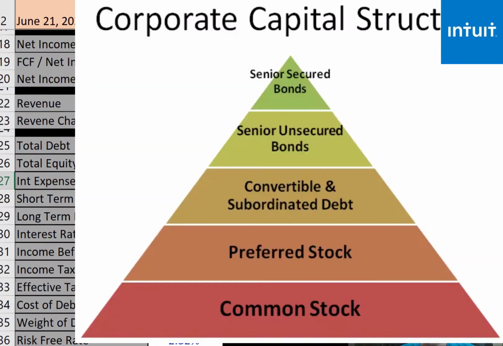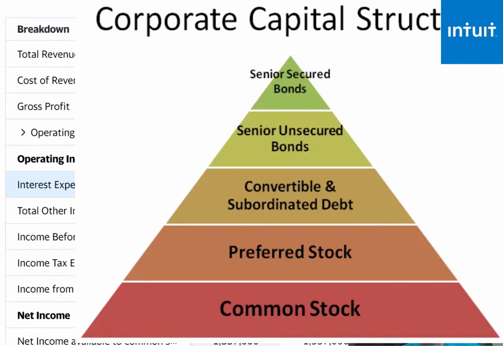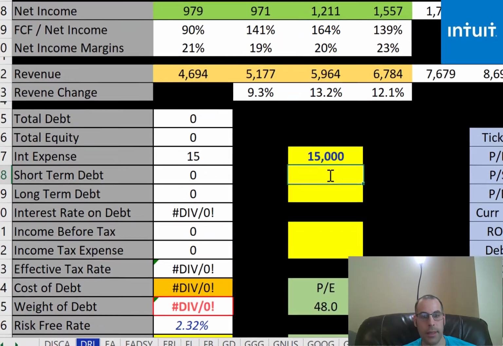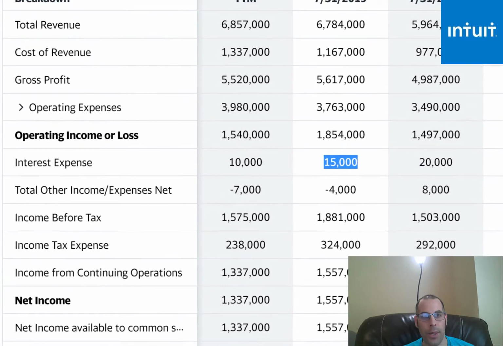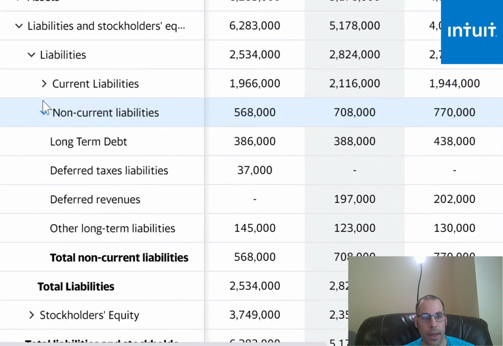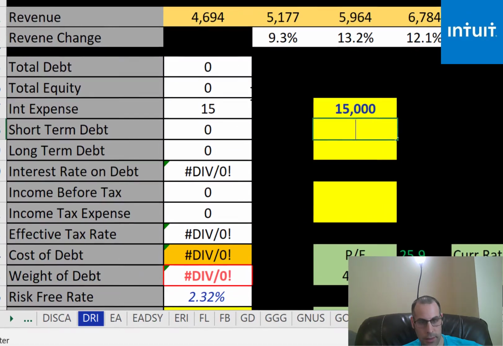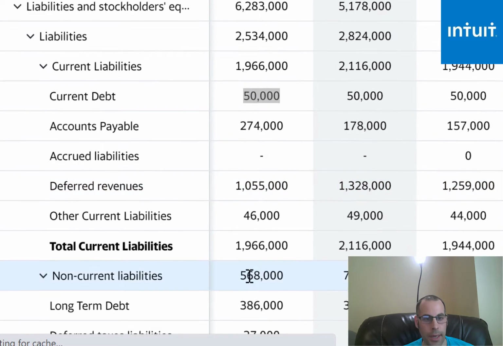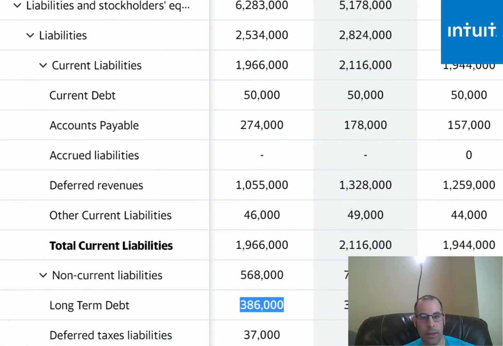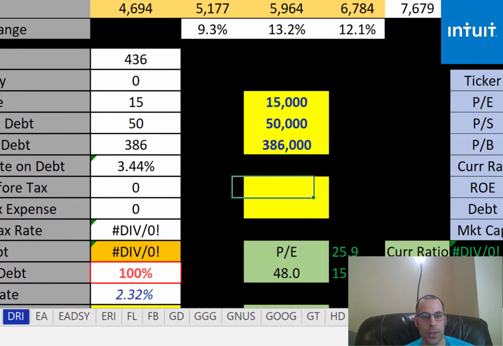Let's get their capital structure so we know what to discount their cash flows by. The interest they pay on their debt is $15 million. And let's see how much debt they have. We go to the balance sheet for that. We go to the liabilities section. And then the current debt is debt due within 12 months. That's $50 million. And then the long-term debt is debt due after 12 months. That's $386 million. So they pay 3.4% interest on the debt.